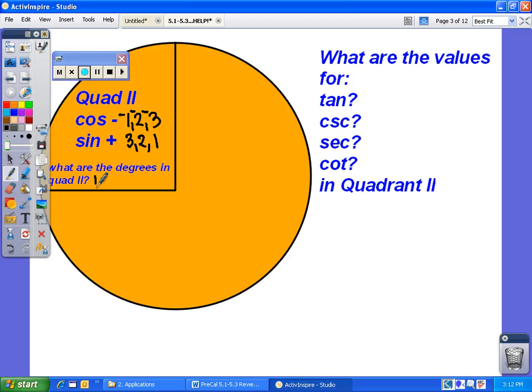Remember that the degrees for this quadrant are 120, 135, and 150, and the reference angle for each of them reverses. So where you started off with 30, 45, 60, now you go 60, 45, 30 in this direction.